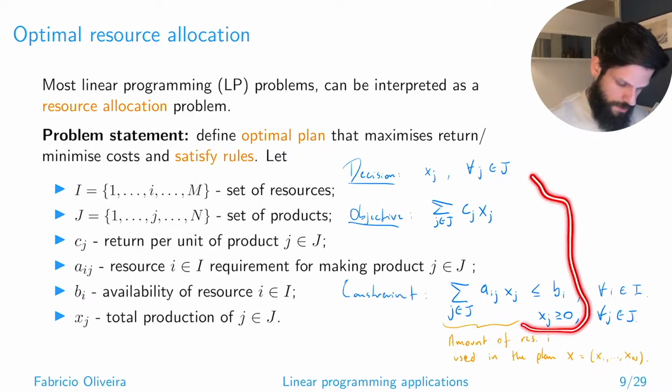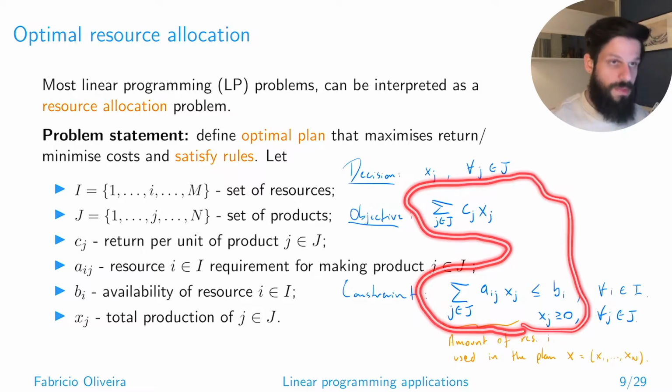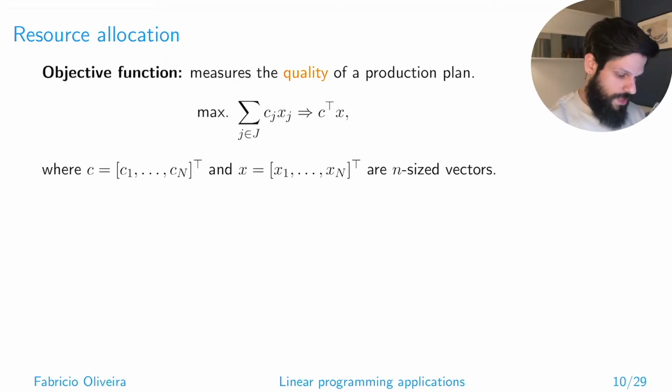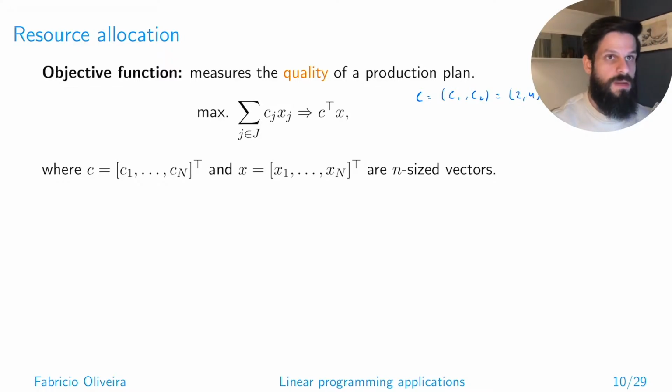With all these elements here, I'm able to express my resource allocation problem as a mathematical program, which was our original intent. Okay, so let's go over a little bit more detail of these main elements. The first one is the objective function. Like I was saying, it measures the quality of a plan. So suppose we have a vector C that has, for product 1 and product 2, 2 and 4. That's the amount of money I make with product 1 and with product 2.